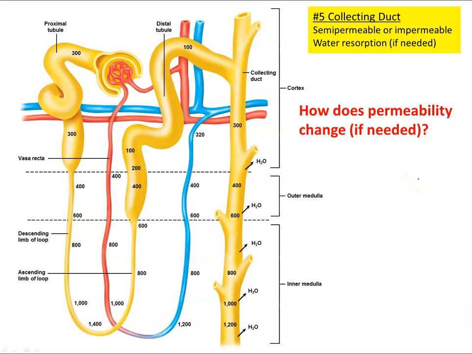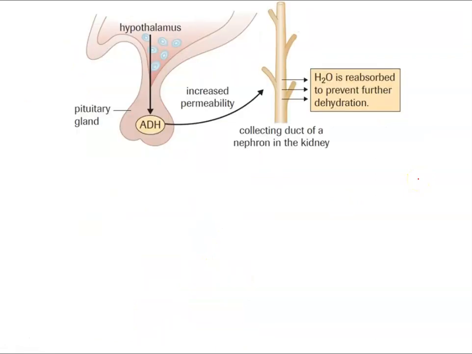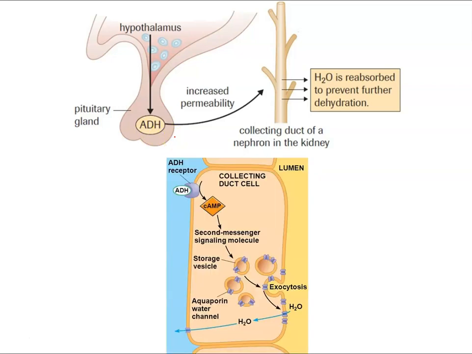Okay, so what's going on in the collecting duct is the following. Here's this ADH, antidiuretic hormone. It is made in the hypothalamus. It gets stored in the posterior pituitary. Okay, this is the posterior pituitary. And what's going to happen is when antidiuretic hormone is released, it's doing the following. Here's the mechanism of action.